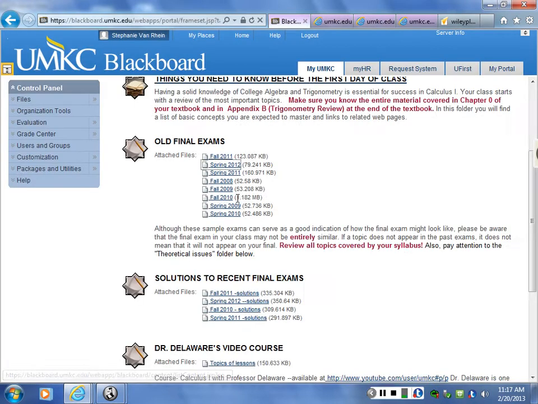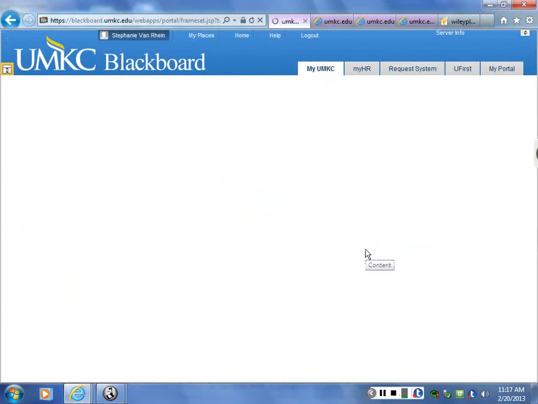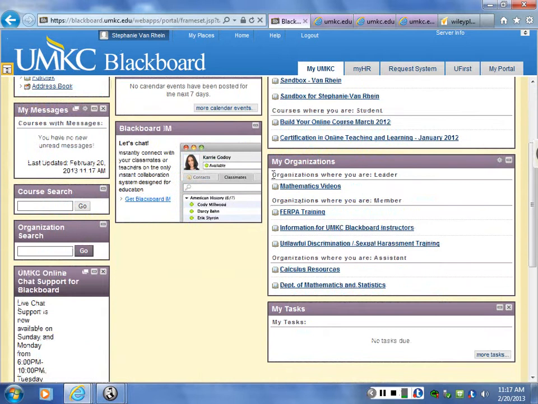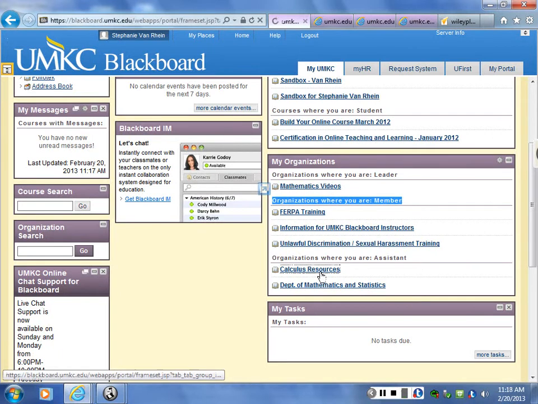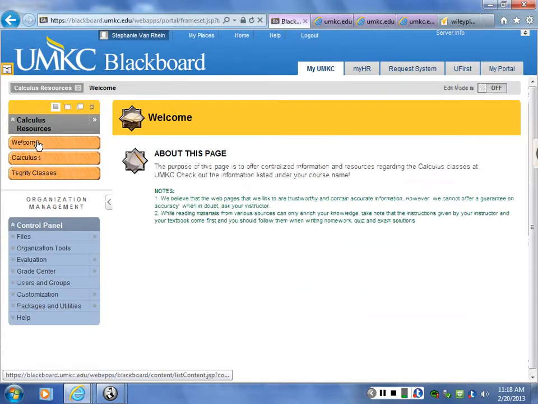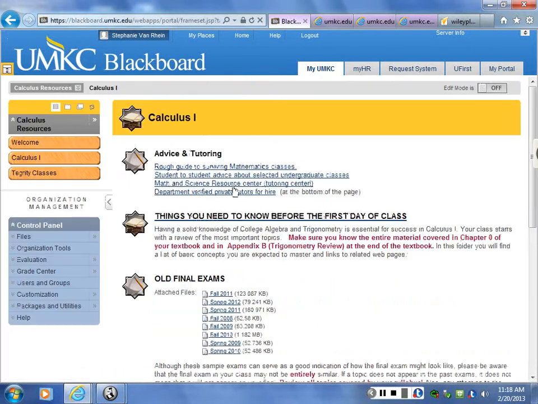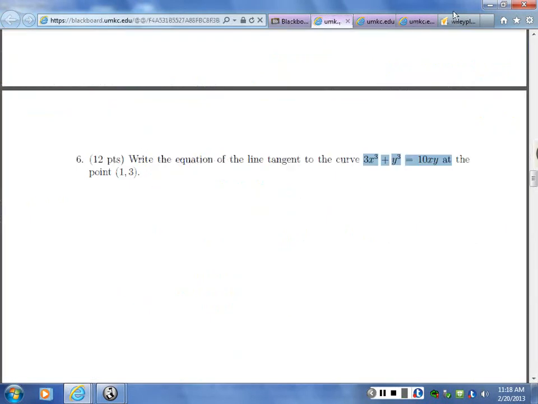So does everyone understand how to get to this resource page? It's from the home page of Blackboard, so you won't go into calculus specifically. You'll scroll down to My Organizations, and it will say Organizations which you're a member. Mine says Assistant, but click on that, and then you'll click on the Calc 1, and it's about the middle of the page, and it gives you old final exams. There's links to Dr. Delaware's videos, however, it just links you to all the different lectures, and it doesn't tell you what is being covered in what lecture. Okay, any questions on Wiley?